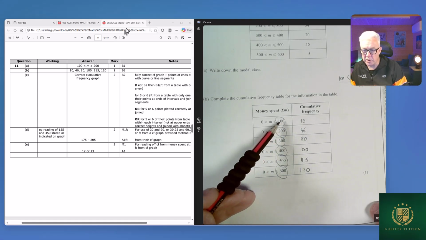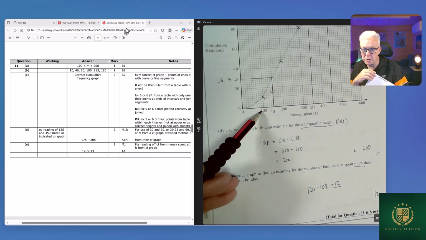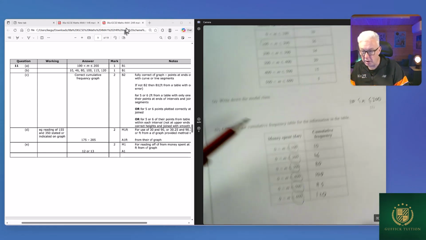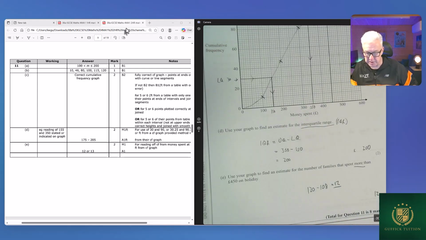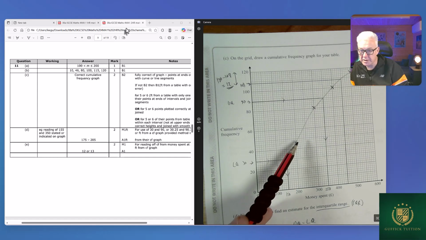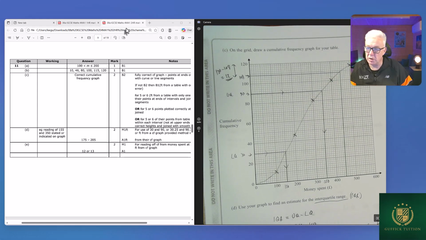So the first point we would plot would be 100, 10. Okay, so you can see 100 along the x and 10 up the y. The next point that we're going to plot would be 200 along the x and 46 up the y, and so on. And there's that second point, 200 along the x, and you can see 46 up the y. Okay, so you plot all of the points, and that gives you your cumulative frequency diagram.